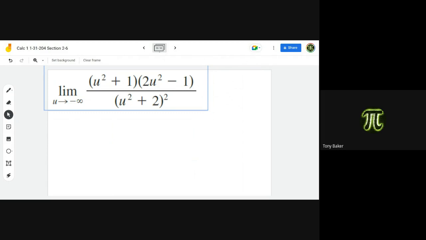Who has an answer? Is this a polynomial over a polynomial? Yeah. Your pre-calc brain can kick into this one if you wanted to. Your leading coefficient. So my degree on the top is going to be what? What's the highest degree I'm going to have on the top? 4, because u squared times u squared, right? What's the degree on the bottom? Also u to the 4. So what's the leading coefficient on the top? What's the leading coefficient on the bottom? So the answer is 2.